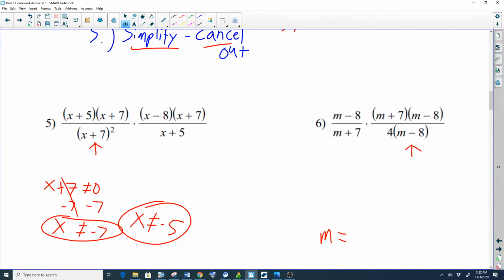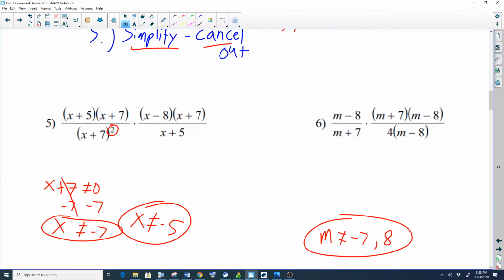Again, this one, m cannot equal -7, and m cannot equal a positive 8, because 8 minus 8 is 0, and then the whole thing becomes 0, and then you can't divide by 0. So m is going to be the other exclusion for this one. And now all you have to do is cancel stuff out that are the same, top and bottom, or diagonally.